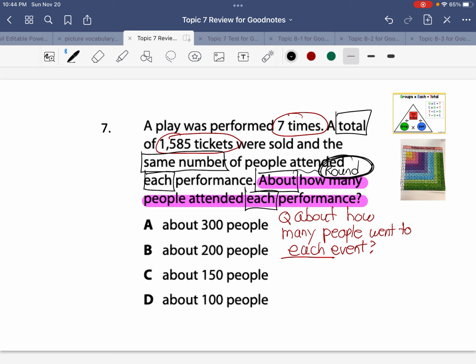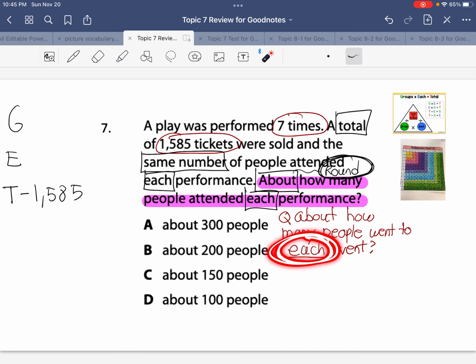So I'm going to do my get. I have my G groups, each, total. My total is going to be 1,585. My each, about how many people went to each event. If my each is in my question, that means I don't know it. And my groups is going to be 7. Now, before I can divide, I need to deal with this about. If about tells me to round, that means I need to round.